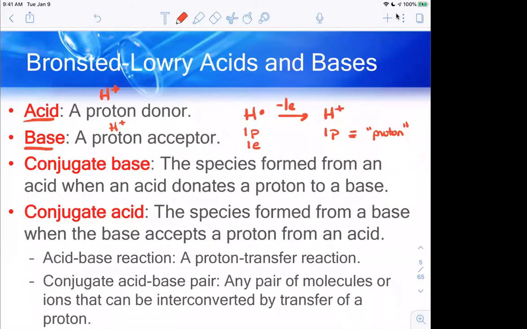So in the Bronsted-Lowry definition of an acid, the molecule has to be a proton donor. It gives up an H+. To be a base, it's a proton acceptor. It gains an H+.